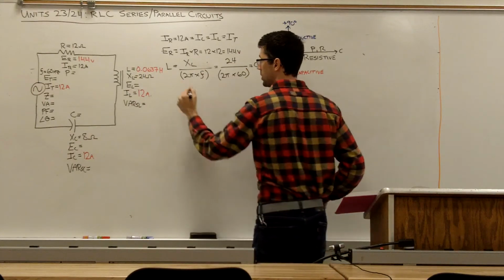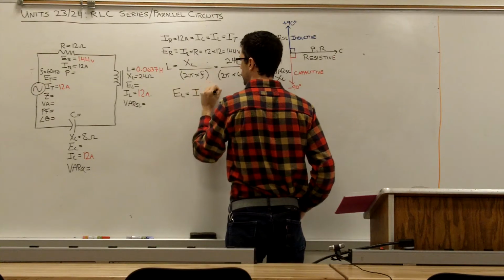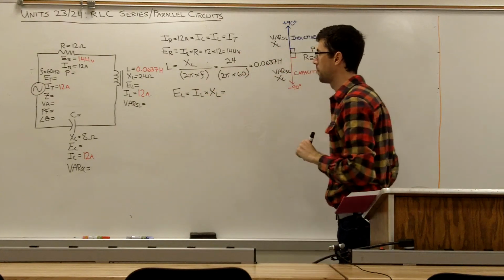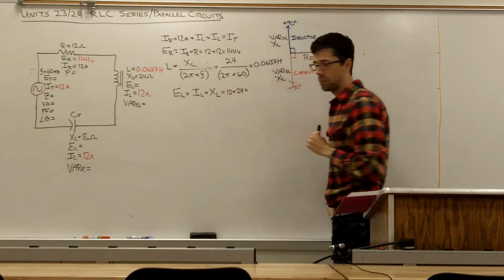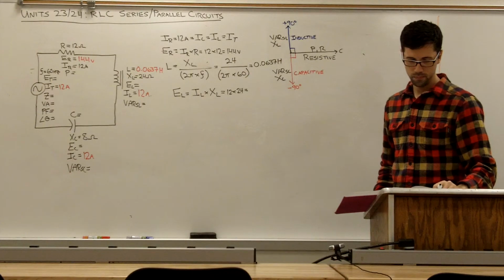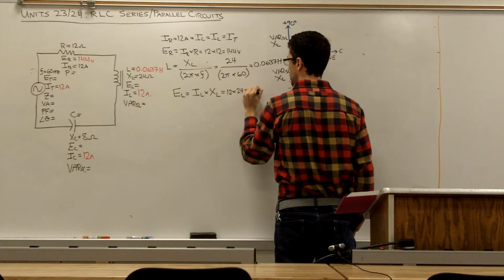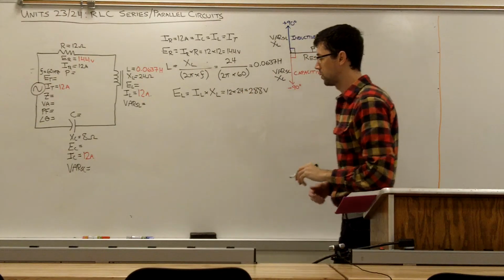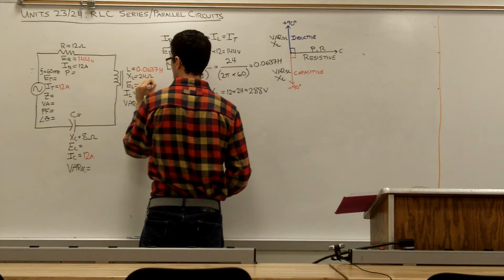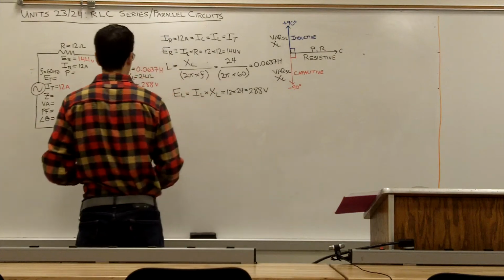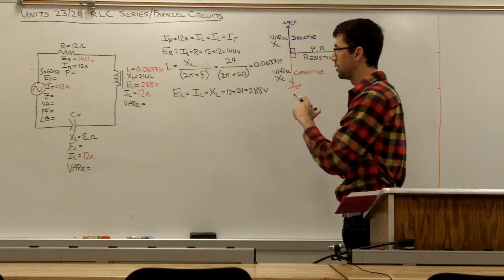Next, the voltage drop across the inductor, E sub L, due to Ohm's law, would be I sub L times X sub L. So 12 amps times 24 ohms gives me 288 volts for E sub L. Save the reactive power for last. So next, let's deal with the capacitor.